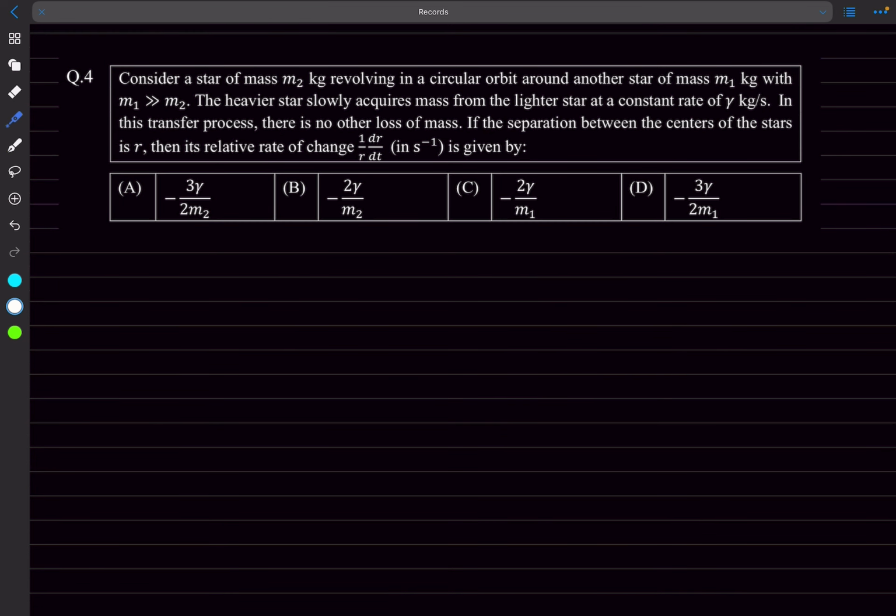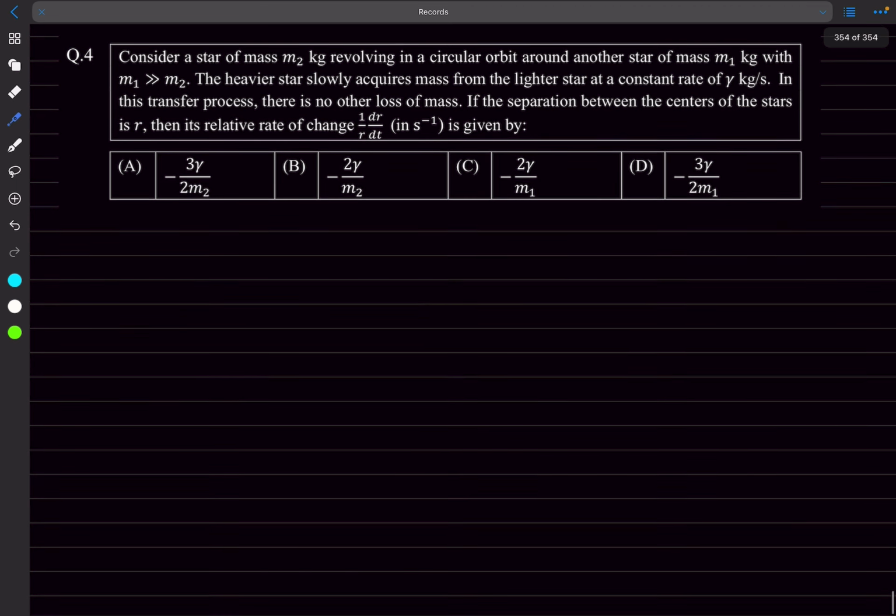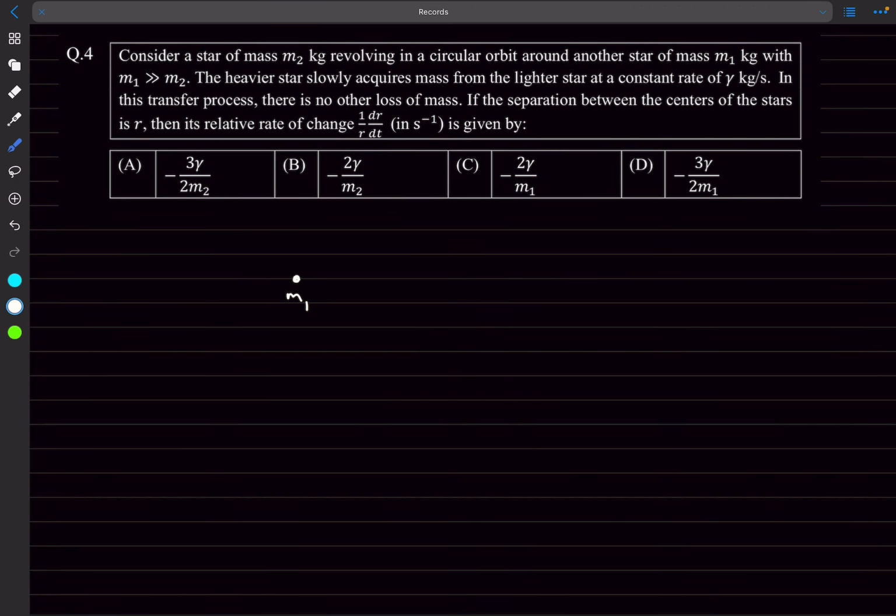Okay, so the story of this problem is similar to last year's IPHO problem. It was called a black widow pulsar or something like that. So in the problem, we have a star whose mass is M2, which is revolving in a circular orbit around another star of mass M1. Okay, so we have a star of M1 over here, and M1's mass is significantly greater than M2. So we can consider the barycenter, or the common center of mass, to be around the center of M1 itself.